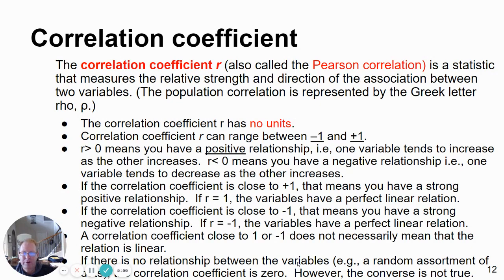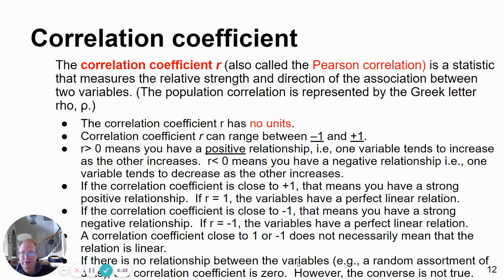Correlation coefficients r can range between -1 and +1. So if you see a correlation coefficient greater than 1, you know something went wrong. An r greater than 0 means that you have a positive relationship. That is, one variable tends to increase as the other increases. An r less than 0 means that you have a negative relationship. That is, one variable tends to decrease as the other increases.